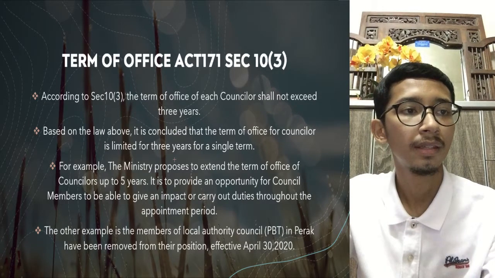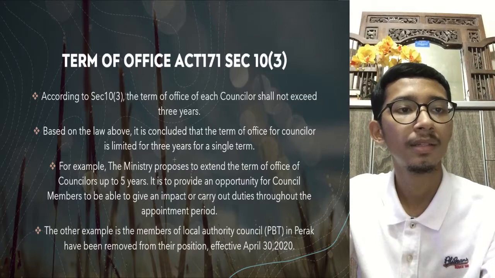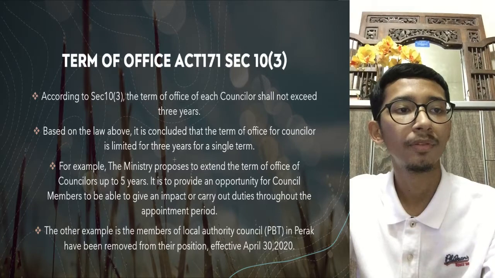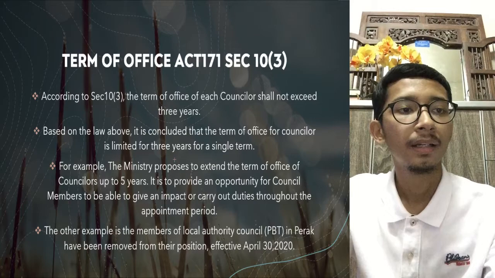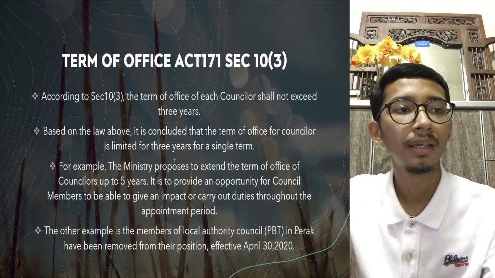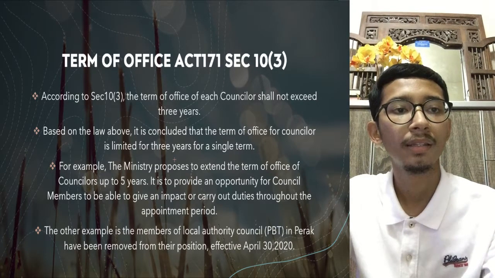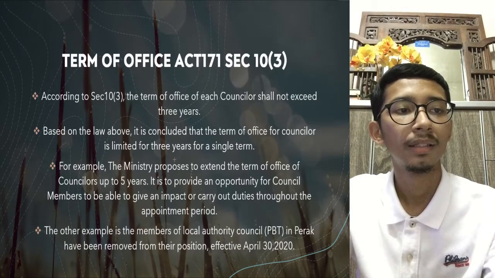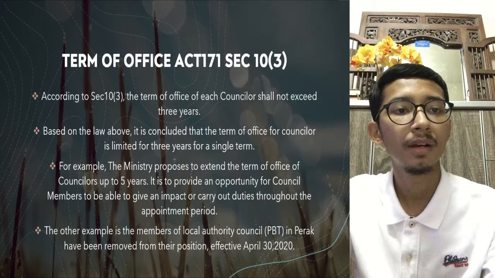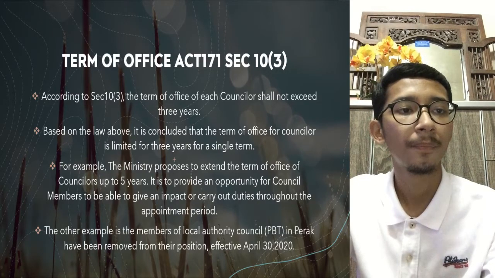The last point is another example: the members of the Local Authority Council, PBT, in Perak have been removed from their position effective April 30, 2020. A letter dated April 30, containing the official letterhead of the State Government Secretariat Office, was addressed to all municipal and district councils on this matter. The letter was entitled Termination of Membership of Members of the Local Authority Council, PBT of Perak Darul Ridzuan.